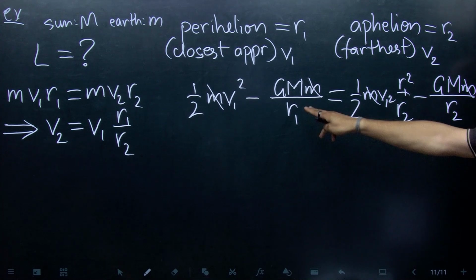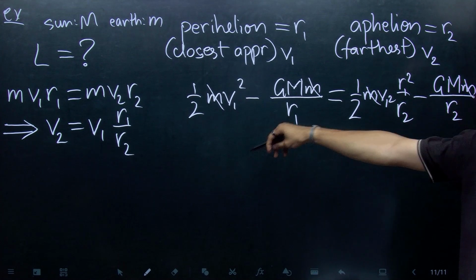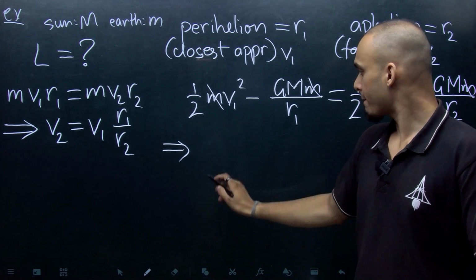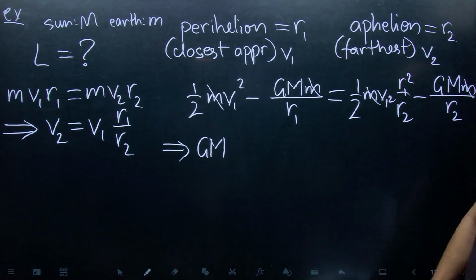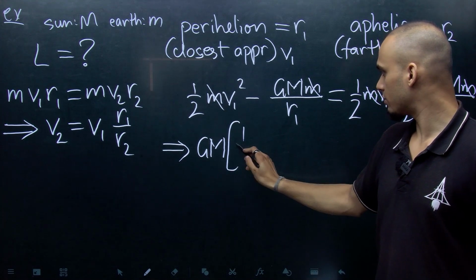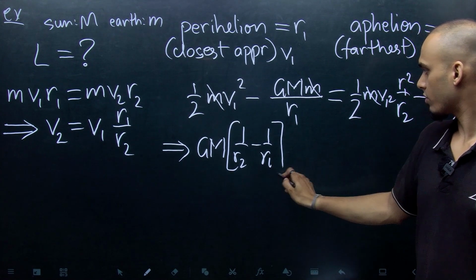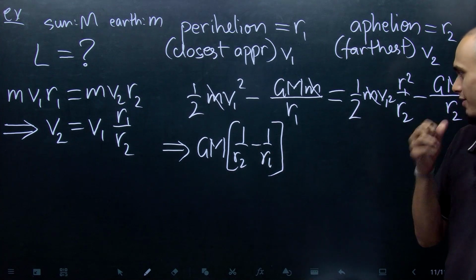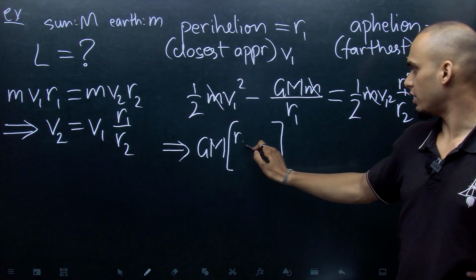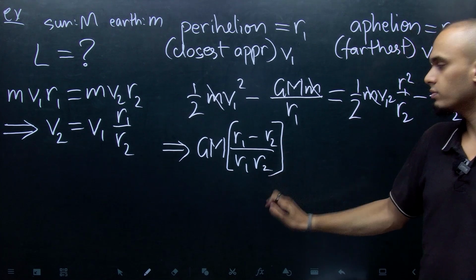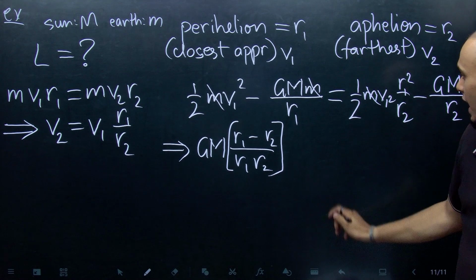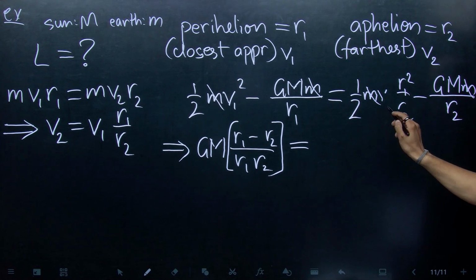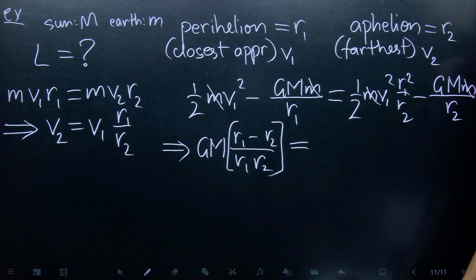Let us take all the Gm terms on one side and all the velocity terms on the other side. We take Gm upon R2 to the LHS. So Gm we can take common from both of them, and we have 1 upon R2 minus 1 upon R1. If we cross multiply, we get R1 minus R2 upon R1 into R2. And on the RHS, similarly, we get half m into V1 square, right?